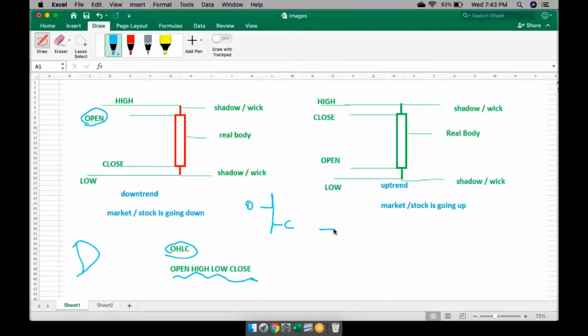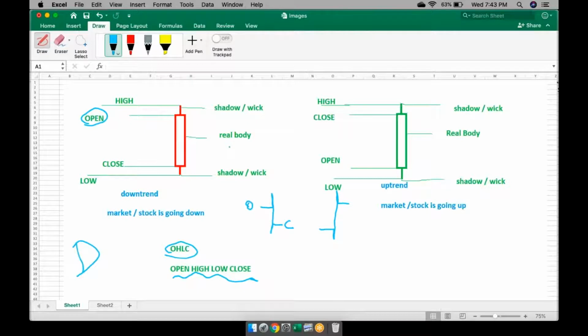Market opened at 1000, went low till 990, and went high till 1050, and again came down to 1040 and closed. So this is a green candle. This is what we have to understand. This is one daily candle.